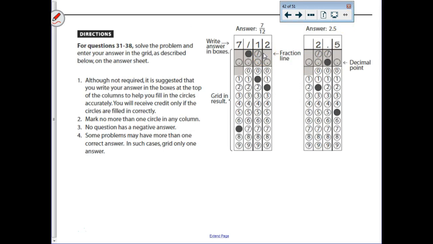There's also wrong ways to fill them out. So it will not accept mixed number fractions. Like, for instance, 1 3/4 is your answer. You cannot bubble in 1 3/4. You'd have to change it to a decimal, or you'd have to change it to an improper fraction. So just be careful how you're bubbling them in. And you do have to fill out the boxes, plus you have to fill out the bubbles. You have to do both.